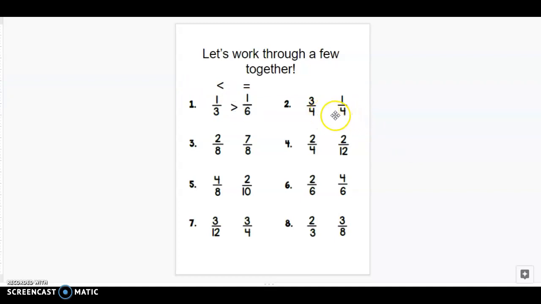Let's look at 3/4 and 1/4. They have the same denominator, so that means that they have the same size pieces. I have 3 of the 4 pieces or 1 of the 4 pieces. 3/4 is more than 1/4.